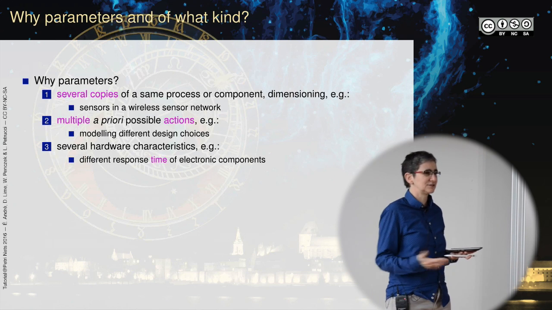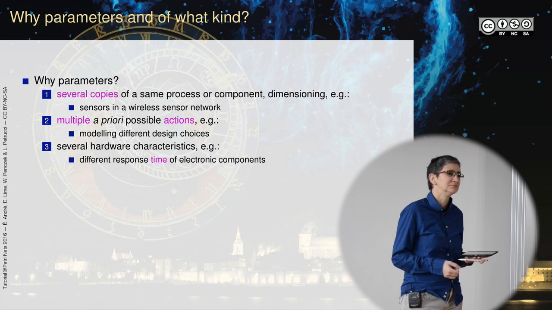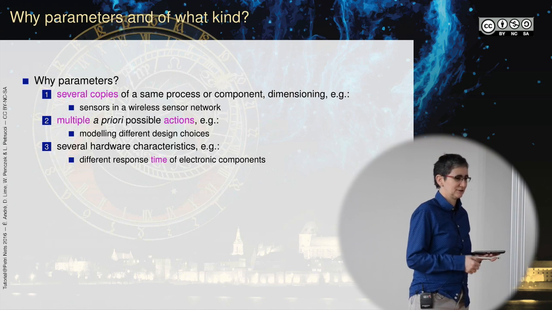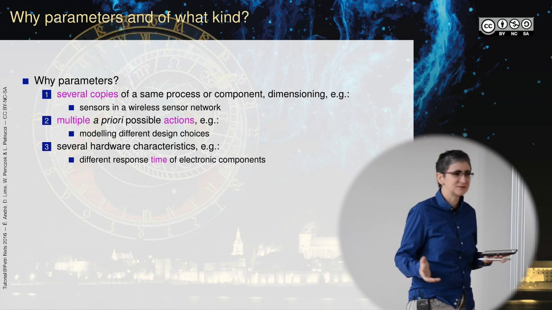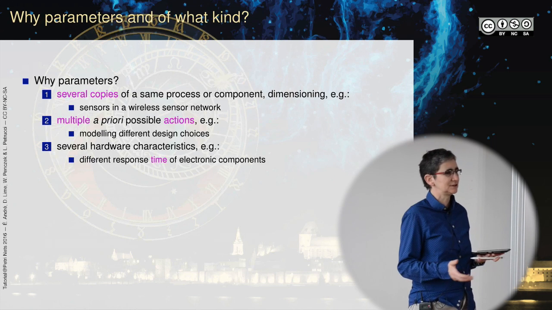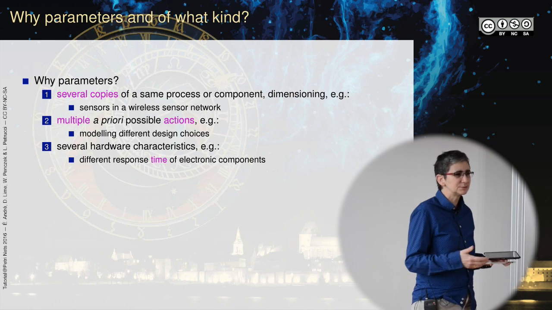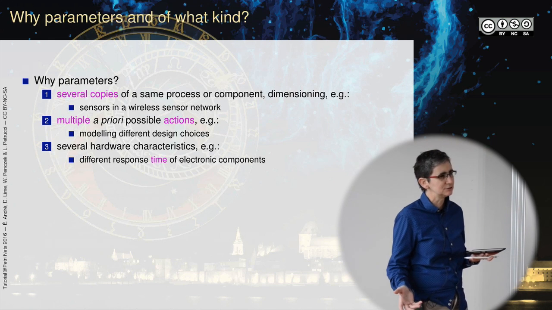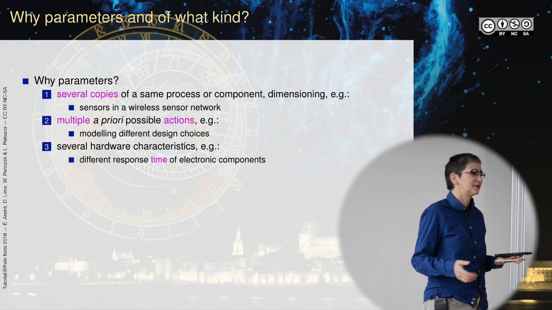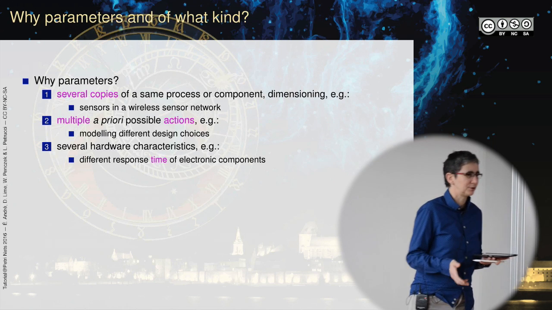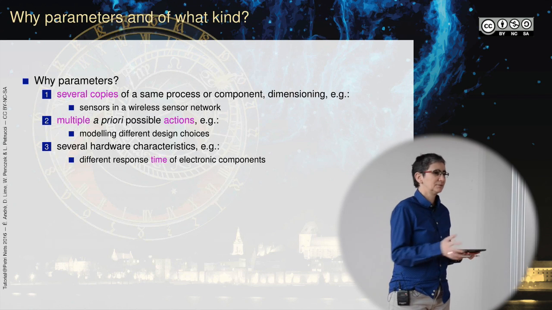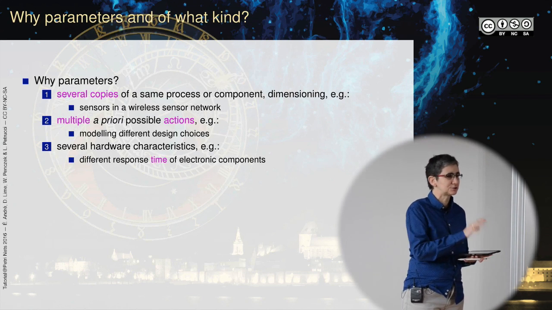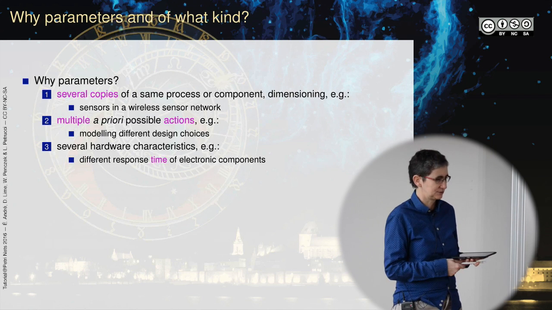Another possibility is that you have multiple a priori possible actions. So you're designing your system and you think, oh, that action might be useful. I will plan to use it. So I model several possibilities, several design choices, but maybe they are not compatible with each other. So when you do the analysis, you see that one is never used, or if you have two together, it doesn't work properly. So you want to design your system with all possibilities and then choose which one you will actually use.